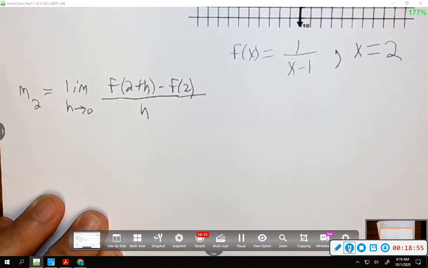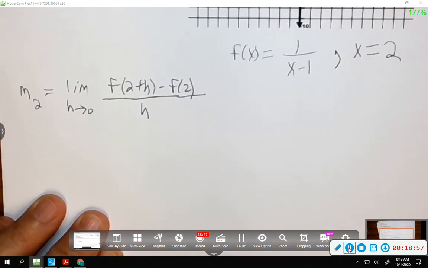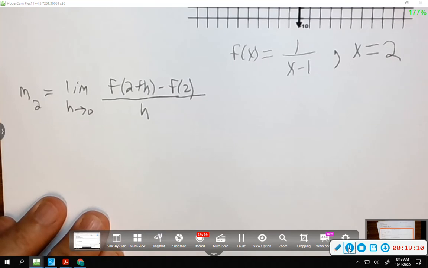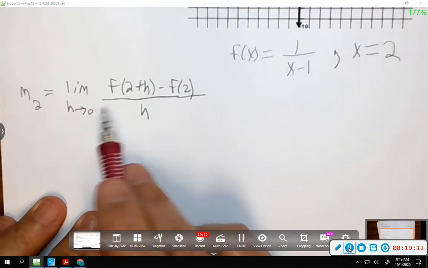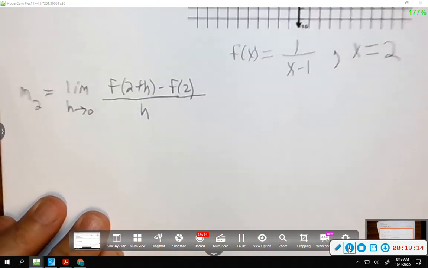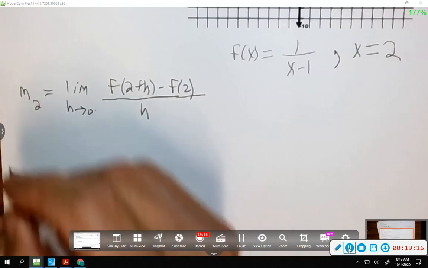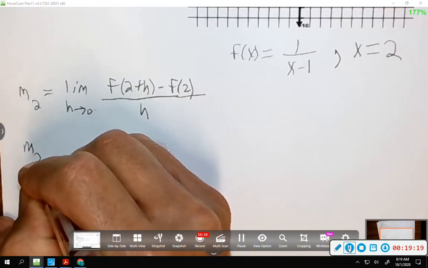And I can find the slope of this rational. This is a rational curve. Okay? I can find the slope, the instantaneous rate of change of this curve when x equals 2. We just have to plug all of this through. Notice again, if I plug in 0, I get f at 2 minus f at 2, which is 0 over 0. The vast majority of time we have a limit. We just have to find it.